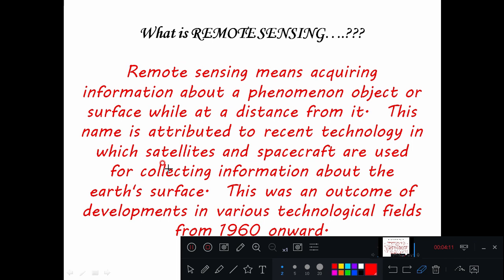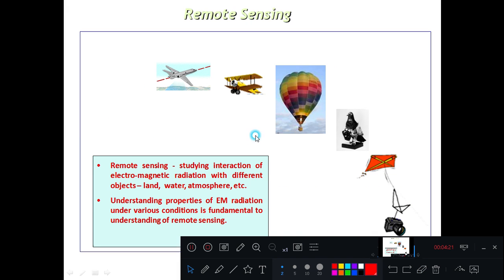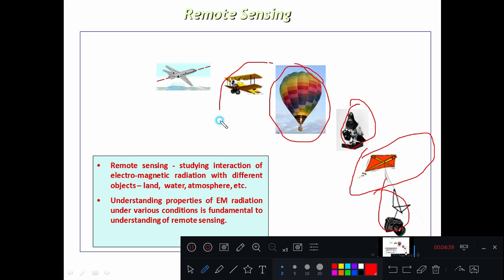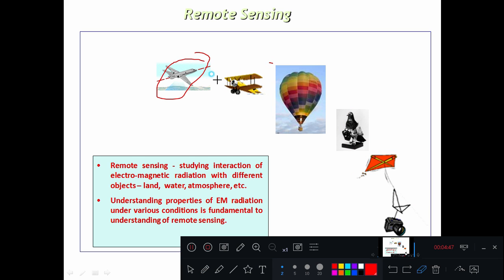This was an outcome of the development in various technologies from 1960 onwards. We started remote sensing in the beginning with the help of a kite and a camera mounted on the kite. Then we started with pigeon mounted cameras, then hot air balloons, then jet aircraft, and then aeroplanes. This is the journey of how remote sensing started.